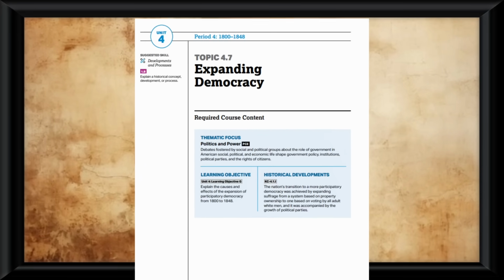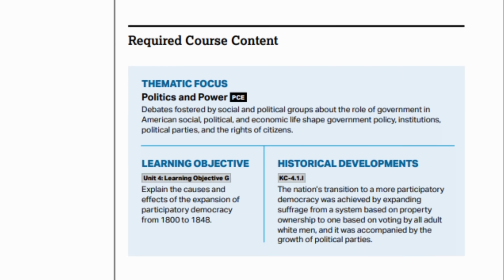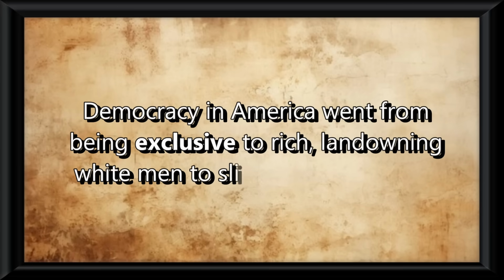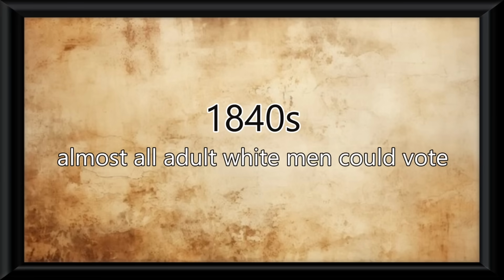Topic 4.7 talks about expanding democracy from 1800 to 1848. Democracy in America went from being exclusive to rich, landowning white men to slightly less exclusive. By the 1840s, almost all adult white men could vote. So is that progress? Kind of.